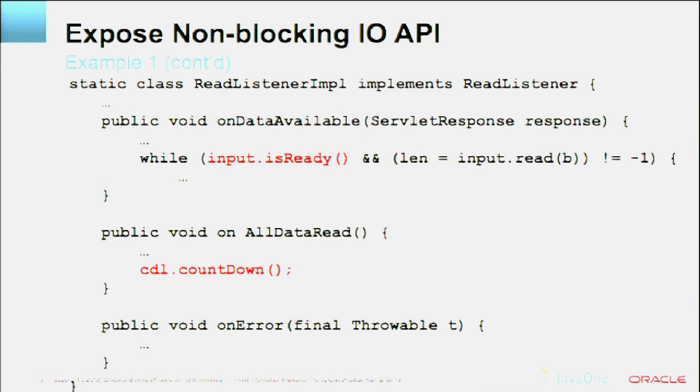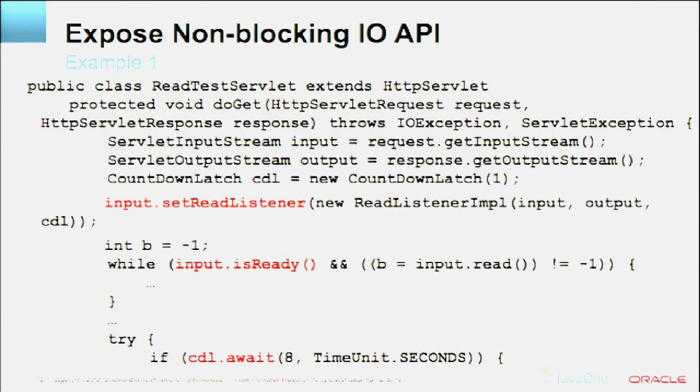And then in onAllDataRead, here I do a countdown. Now, why do we need to do a countdown here? When you do a countdown, you basically signal that you are done. If you go back to the previous slide, you can see that I wait here. If I do the countdown, then this await will automatically return true, so you don't need to wait up to that point. That's how you keep the listener within the scope of the doGet method.